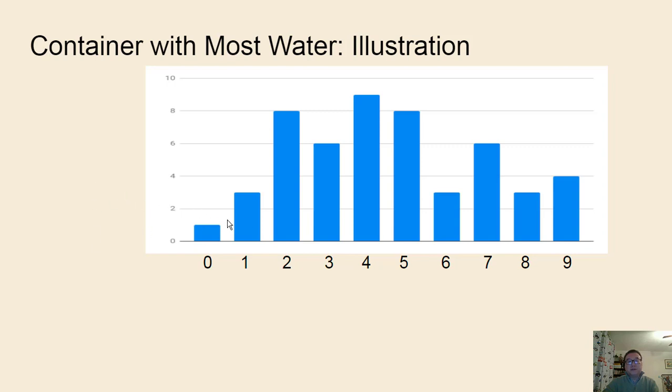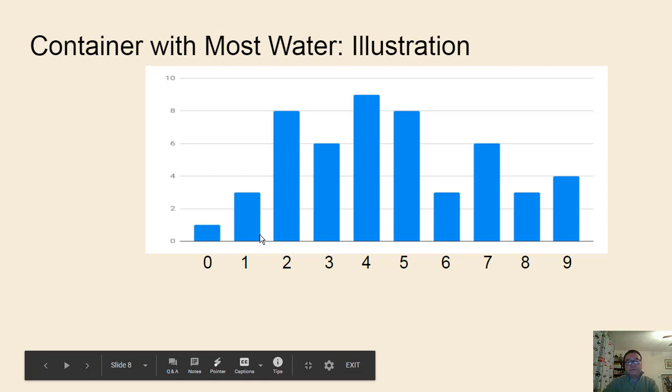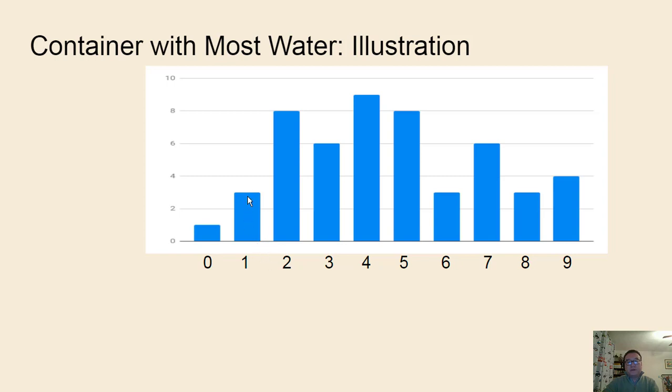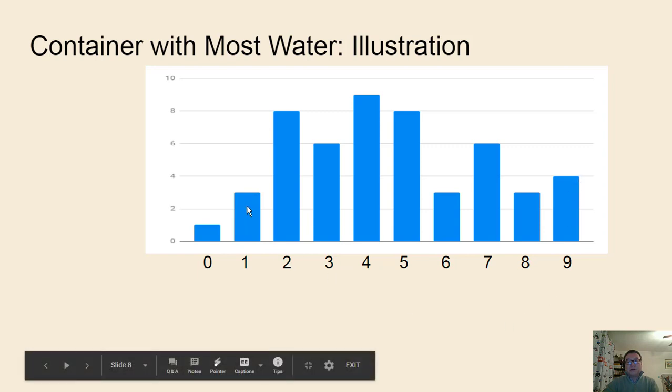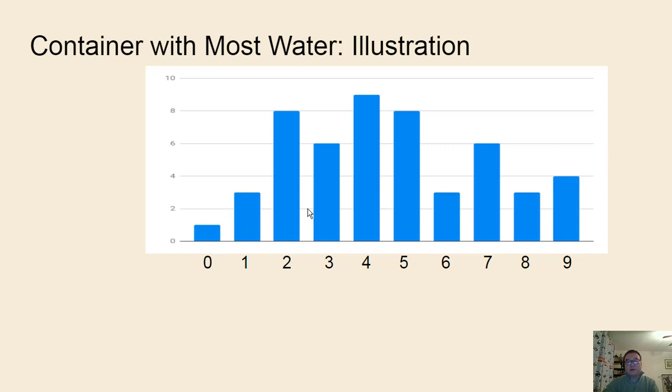So we don't need to consider this guy again. So then we move the left pointer to here. So then we have a width of 8 and then height of 3. So we have 24 here. So again, because the left one is smaller than this, we know using anything here paired with this will not be better.